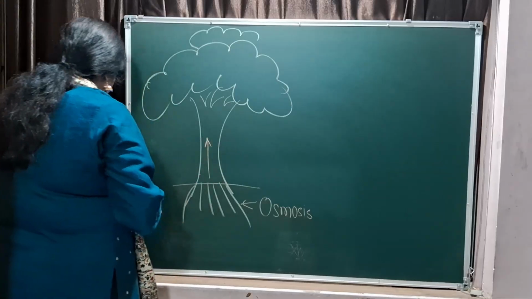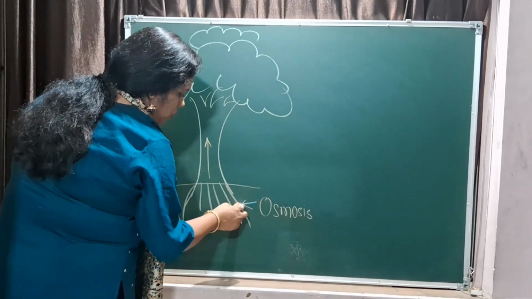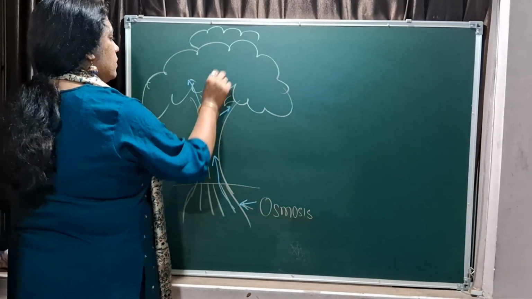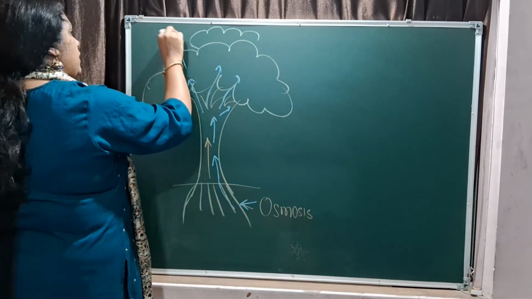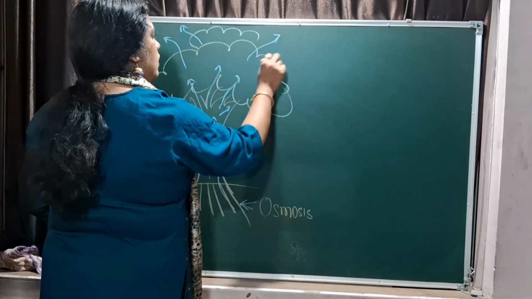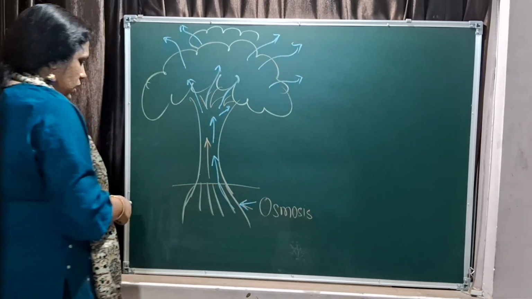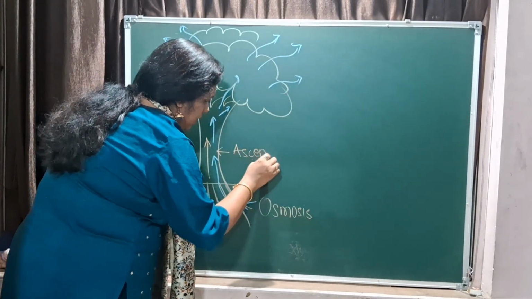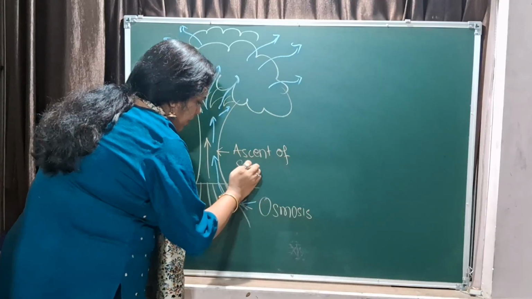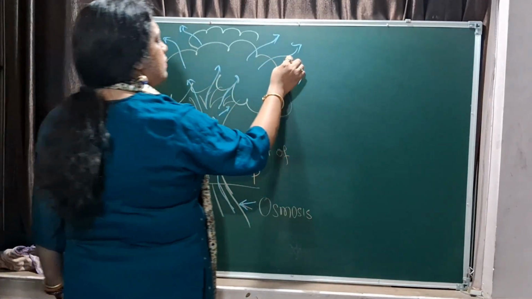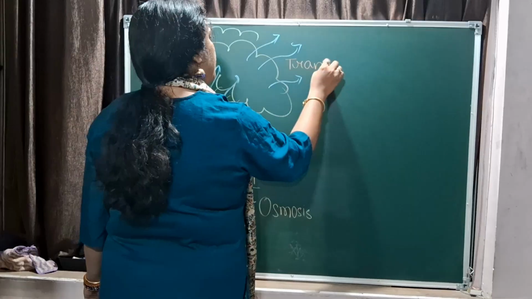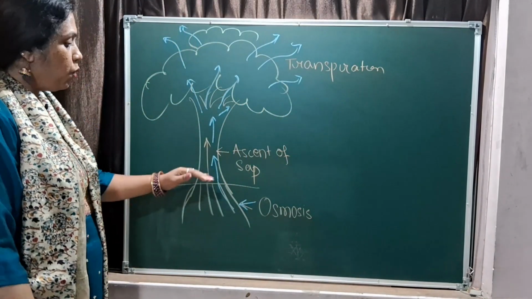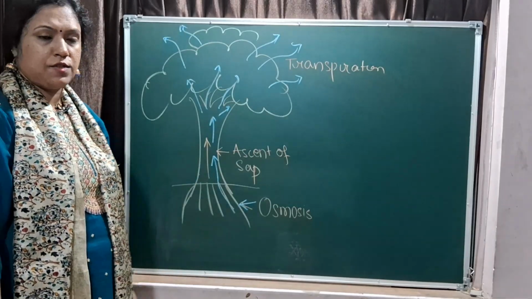Then the water, let me show it with the blue color, the water moves up to the leaves and from the leaves it moves out in the air. Okay. Now this is ascent of sap, ascent of sap, and finally when it leaves the plant in the form of vapor, that is transpiration. Is that clear?